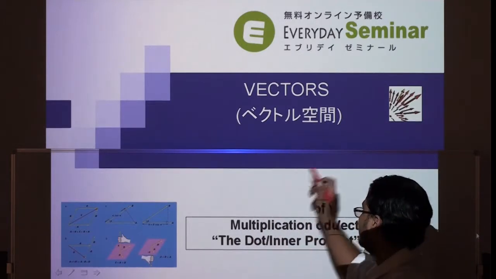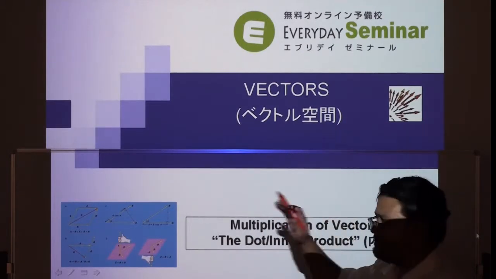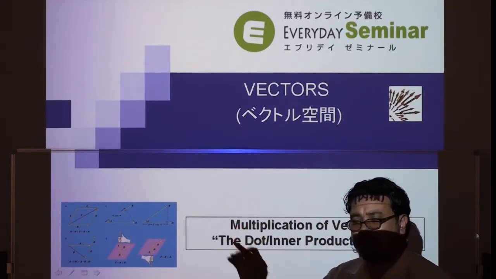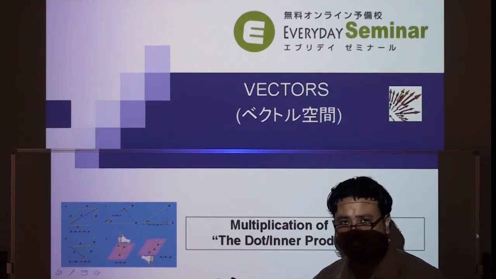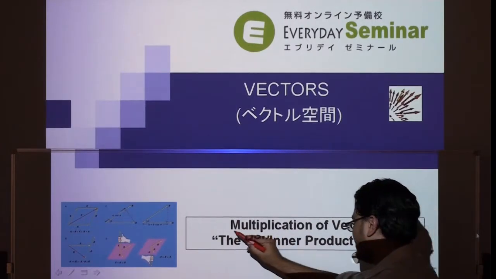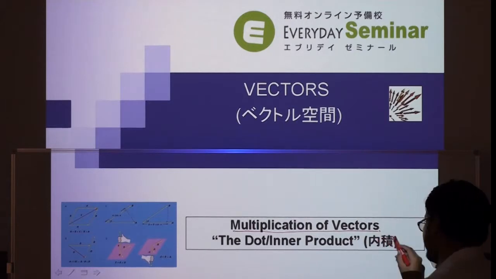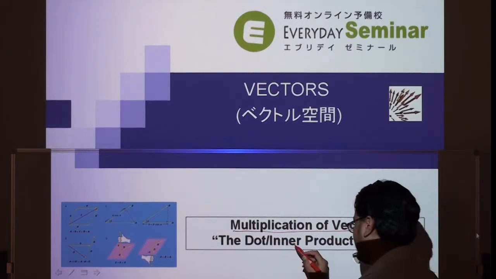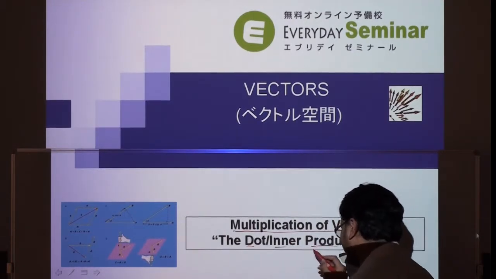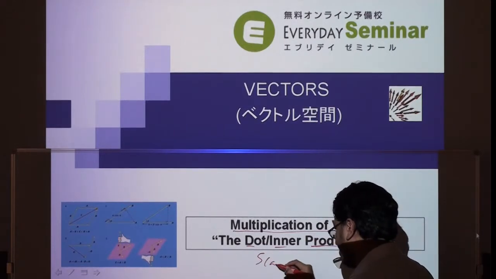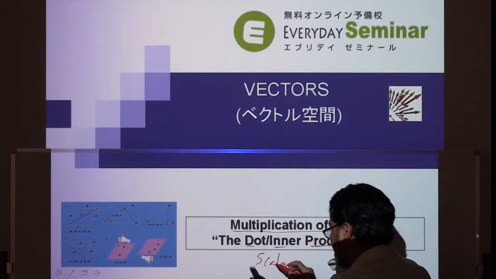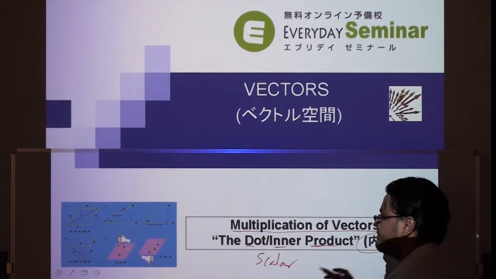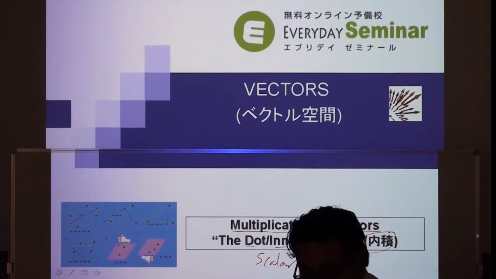So today's topic is, again, we're dealing with vectors. We're moving to the next step. You remember the last lesson we did addition, subtraction, and now we're going to be doing the multiplication of vectors. Okay, also known as the dot product or the inner product, or sometimes the scalar product, or sometimes a scalar dot product. Okay, let's move forward.